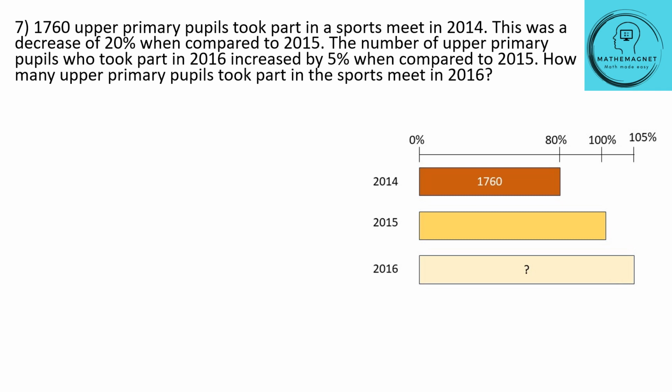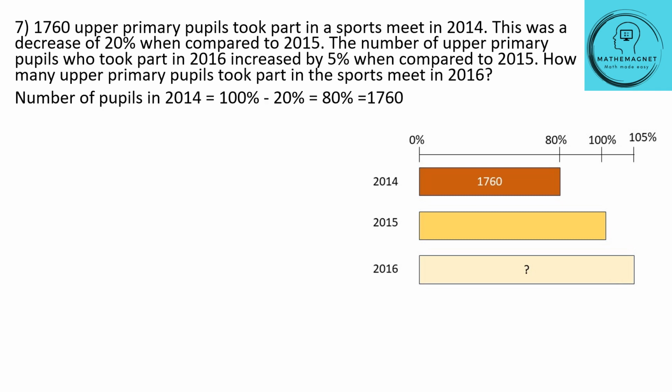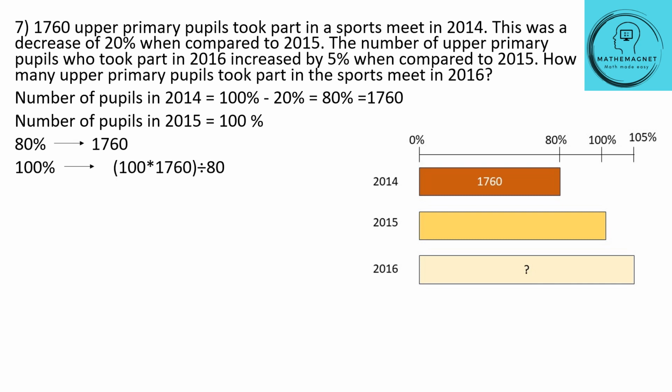Now let's begin by solving it. So number of people in 2014, which is 100% minus 20%, which is 80%, and now 80% is equal to 1760. Number of people in 2015 was 100%. So 80% is equal to 1760. 100% will be equal to 100 into 1760 divided by 80. So this is equal to 2200. There were 2200 people or pupils who participated in 2015.